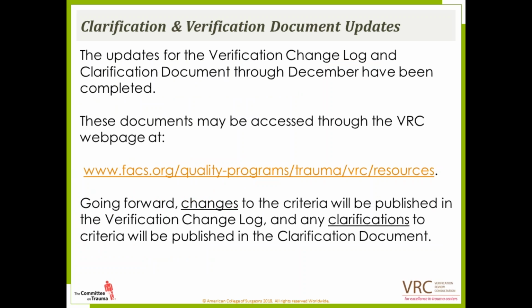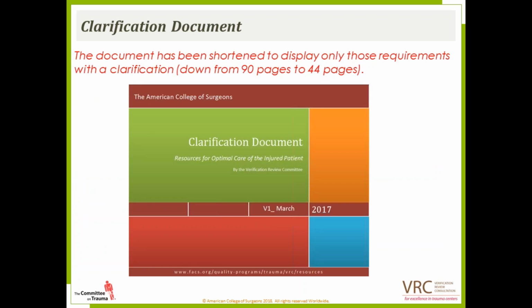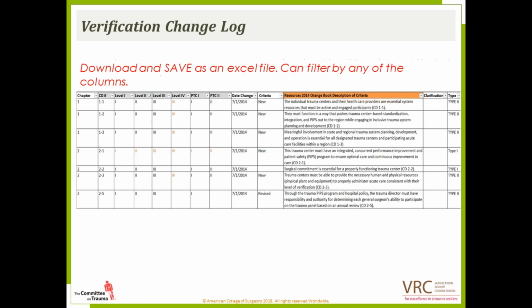And going forward, changes to the criteria will be published in the verification change log, and any clarifications to criteria will be published in the clarification document. So if you've been in the clarification document recently, you'll see that it's been shortened to display only those requirements with the clarification. And here's a sample of the verification change log. You could download and save this as an Excel file, and you could filter by any of the columns, just as you'd like.